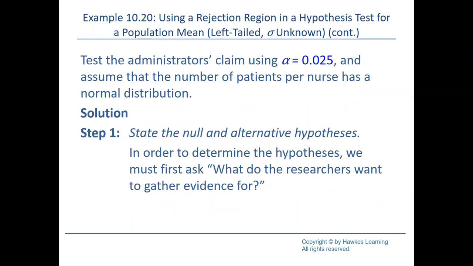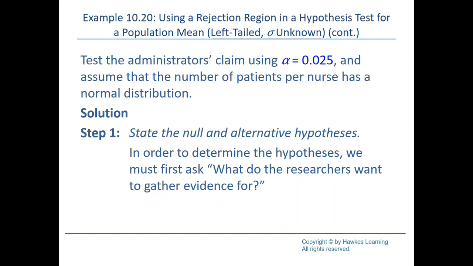Now we are going to test the administrators' claim using an alpha of 0.025, and we're going to assume that the number of patients is normally distributed. So the first thing we always want to do is state our null and alternative hypothesis, just like what we did in previous chapters.